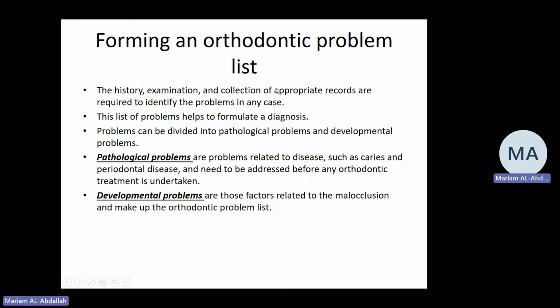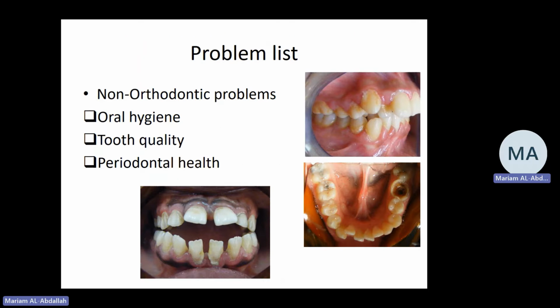Okay, so pathologic problems are related to, as we said, caries, periodontal diseases, etc., and these problems should be treated. So I said that each item on my problem list could be accepted, treated, or reviewed, except for the pathologic problems. It is a must to treat and manage these problems before we start any orthodontic treatment. And then the developmental problems are part of my orthodontic problem list where I need to make a decision regarding their management.